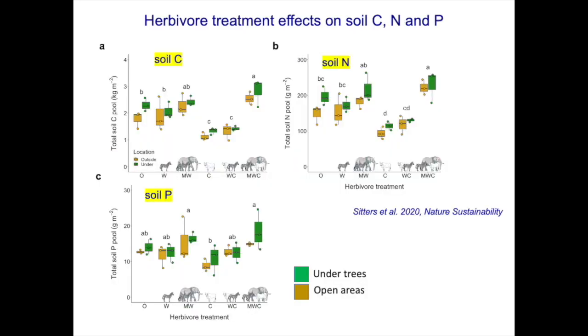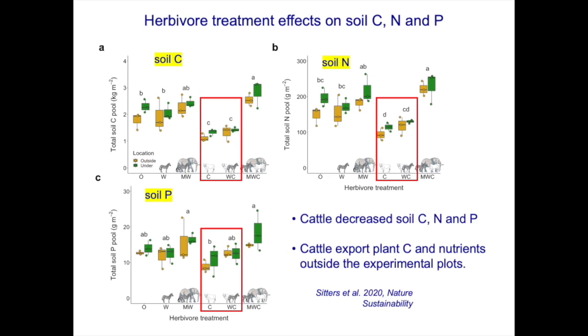These 3 graphs show a summary of our findings for each of the 3 elements that we analyzed. On the x-axis, we have the different herbivore treatments, and the green boxes are areas underneath trees, and golden boxes are areas away from tree canopies for each of the different herbivore treatments. As you can see from these graphs, plots that are grazed by cattle alone, that is C, and plots that are grazed by cattle and wild mesoherbivores, that is WC, have consistently low soil carbon and soil nitrogen.